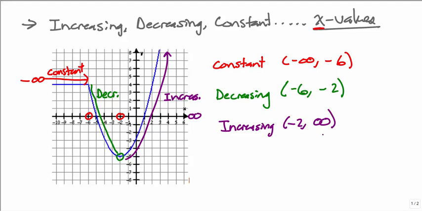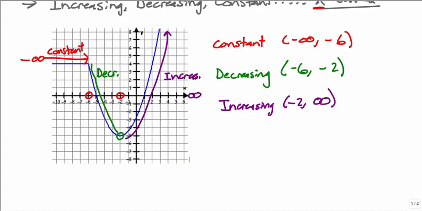So this is going to be a typical graph that you would see. Yours might be a little less complicated or a little more complicated, but these are what we're looking for. Intervals where we're increasing, decreasing, and constant, we're talking about x values. Let's go ahead and review some basic shapes of graphs.